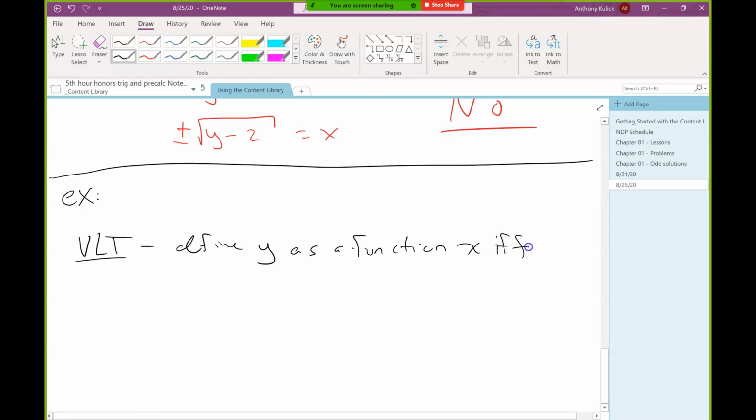If and only if, so remember the IFF abbreviation for if and only if. You probably talked about that in your geometry class. I'm breaking it out again. There is no vertical line that intersects the graph more than once.